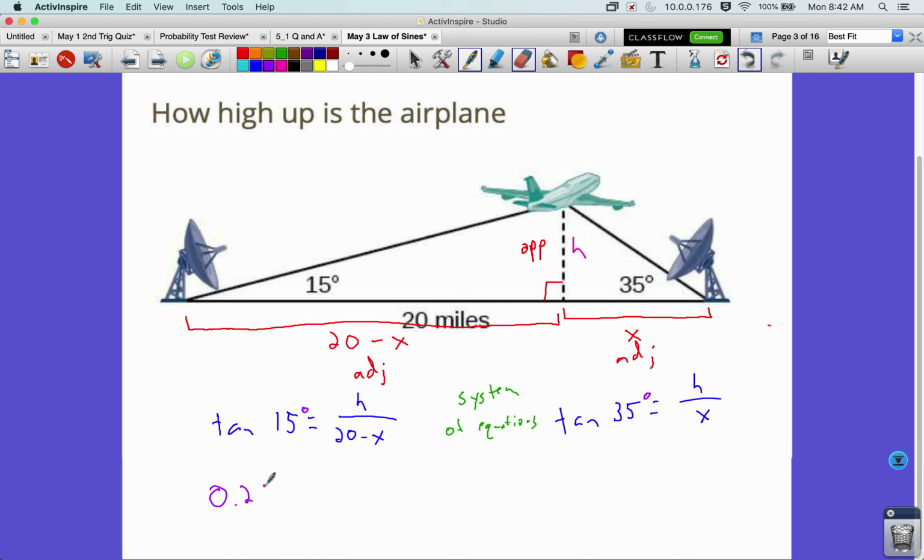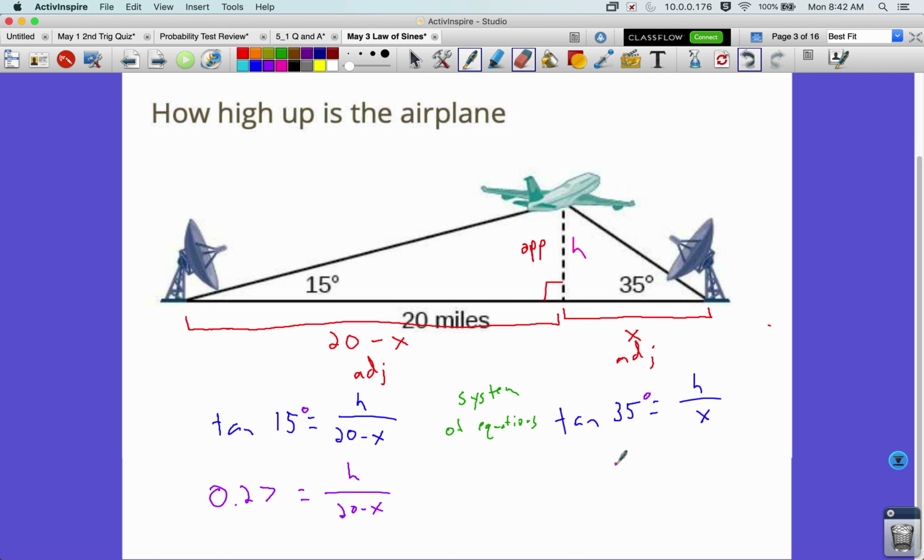0.27, we'll say. I'm rounding up a little bit there. Equals h over 20 minus x. So how I can say this is I don't know either the opposite or the adjacent, but I know the ratio between the two of them is 0.27. For every right triangle with a 15-degree angle, the opposite is 27% as long as the adjacent.